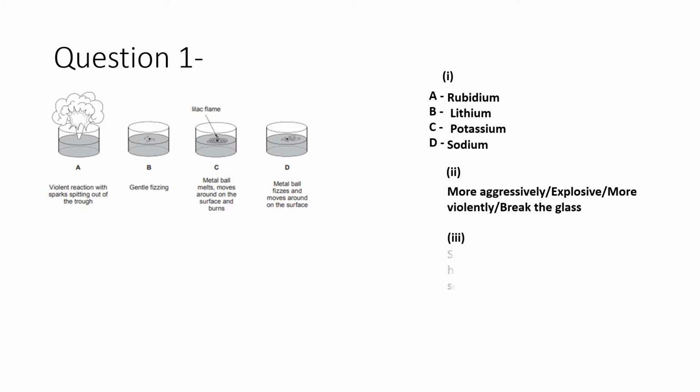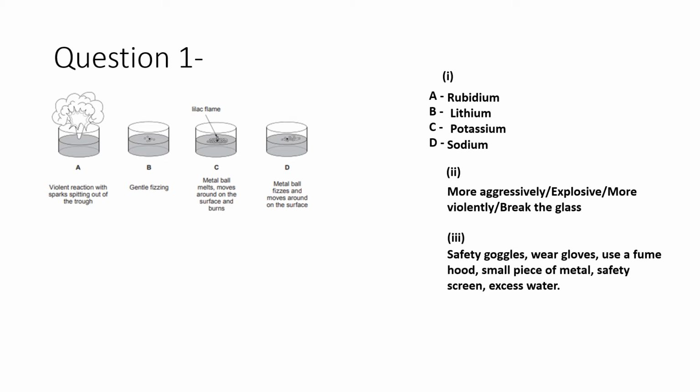Part 3. In terms of safety, generally you should know a safe working practice in the lab. Any of the following answers would have been acceptable. Safety goggles, wearing gloves, using a fume hood, using a small piece of metal, a safety screen, and excess water are specific examples of how you could make this reaction safe.